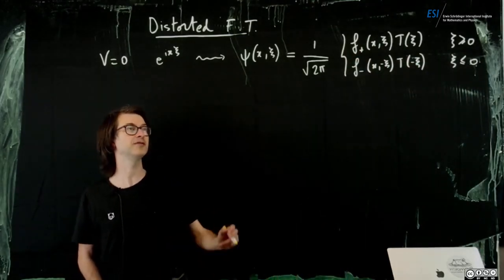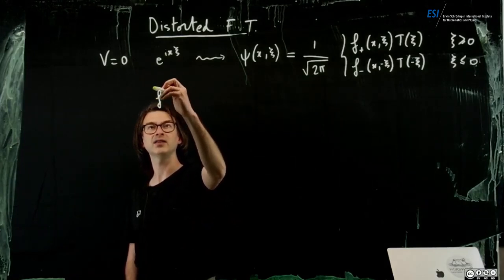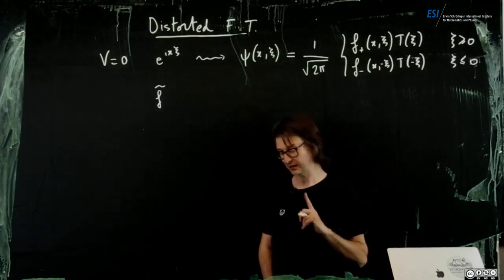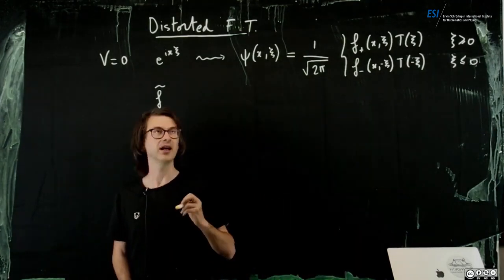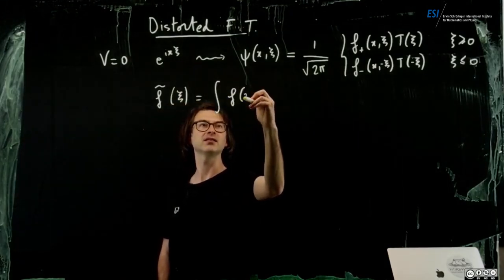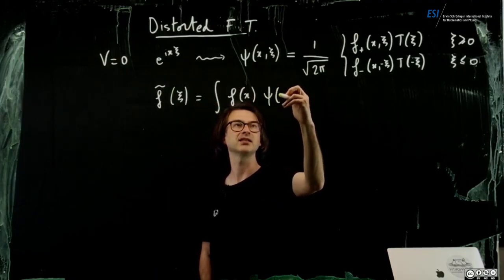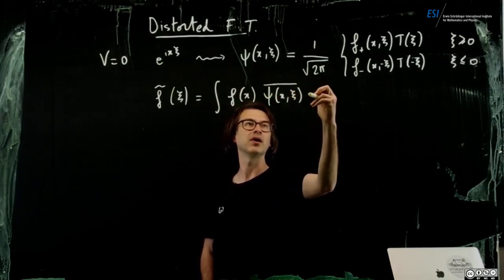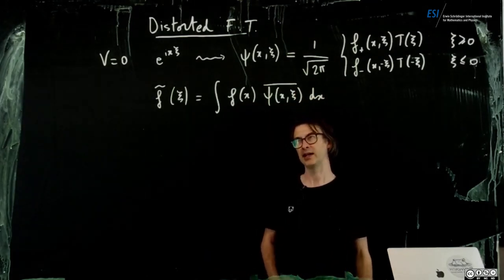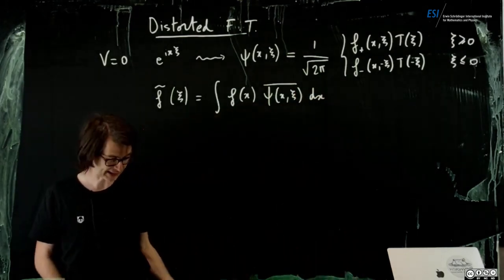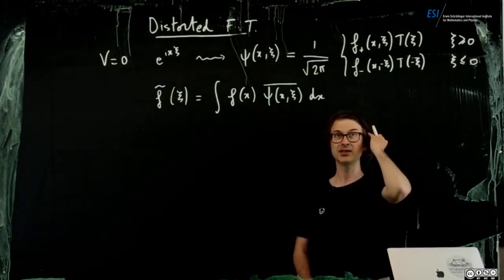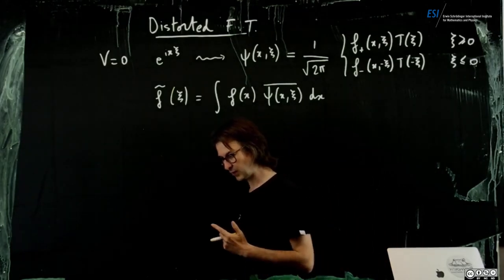And then you define f tilde, so I denote it by a tilde, so a hat is for the flat case, and hat and tilde is when you add a potential. f̃(ξ) is the integral of f(x) times ψ(x, ξ) bar dx. And you should really think of this as the analog of the flat Fourier transform, except that now it's adapted to the case where there is a potential.